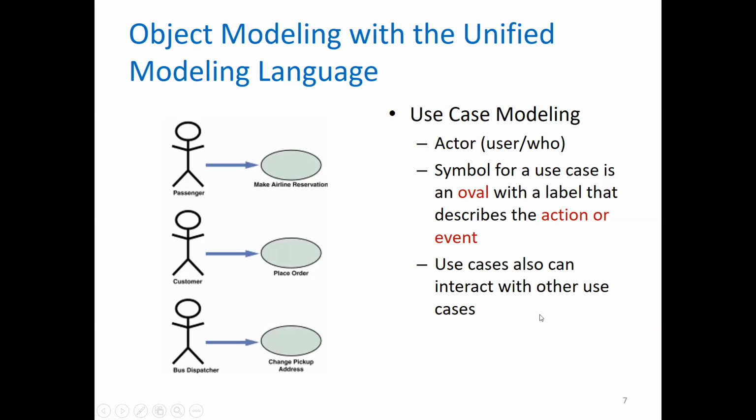And finally, use cases can also interact with other use cases. What it simply means is, if you look at the diagram, your passenger is trying to make an airline reservation. So this is your actor, which is a passenger. It is trying to interact with the use case in terms of making an airline reservation. So there's a likely chance that one use case can also interact with another use case. That means an arrow will be pointing from this use case to another use case. So that will denote that your use case is interacting with the other use cases.